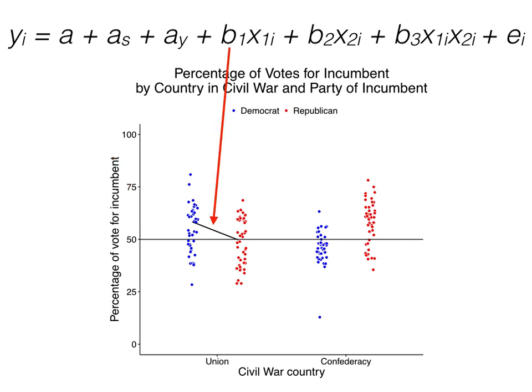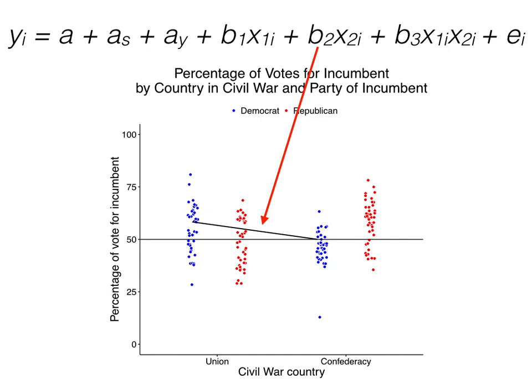Next, we have b1, which is the slope between our first variable given the baseline of the other variable. So the difference between Democrat and Republican incumbents for Union states. Next, we have b2, the difference between our other variable given our baseline. So the difference between Union and Confederacy states for Democrat incumbents. I'm not going to go over b3 since so far all of this should be review, as we're just going over the math of a non-mixed effects linear model.